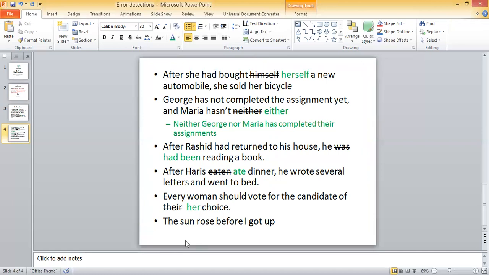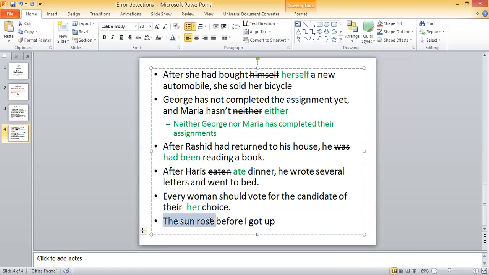Okay, well, the last one is: the sun rose before I got up. So this is a very fine sentence. Before I got up today, the sun had risen. The sun rose. Okay, this is how you add up things particularly, and we'll discuss some of the verbs as well in our coming lectures.